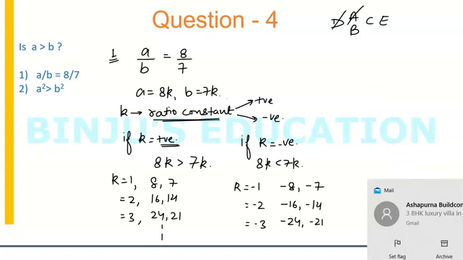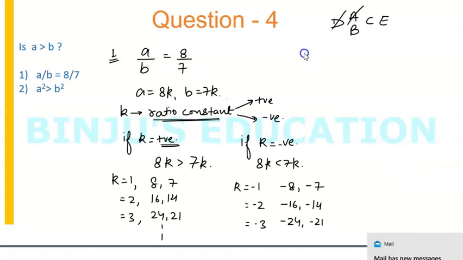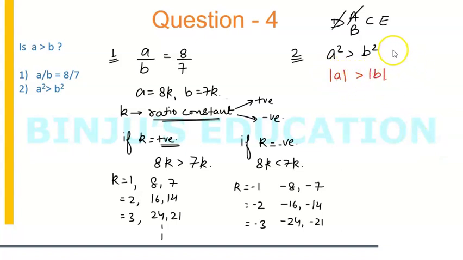Okay. Let's talk about the second one. The second statement is A square is greater than B square. Now, one way to understand this: if A square is greater than B square, then that means mod of A will be greater than mod of B. This is the conclusion of this.